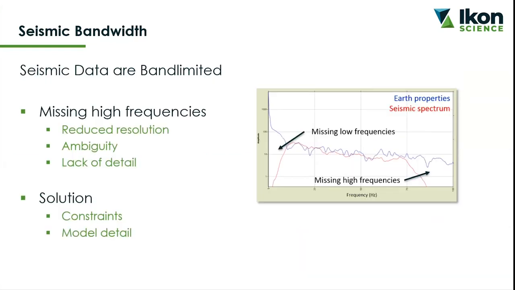There are also missing high frequencies, and the problems with high frequencies mean that you have reduced resolution. You have ambiguity. Again, lots of different high frequency variability will give exactly the same seismic response because it's outside of the bandwidth of the seismic data. And ultimately you have a lack of detail. So again, what are the solutions? Well, we could put some constraints in, or we could model the detail and we would have to model that in a stochastic manner to understand the full range of possible variations.